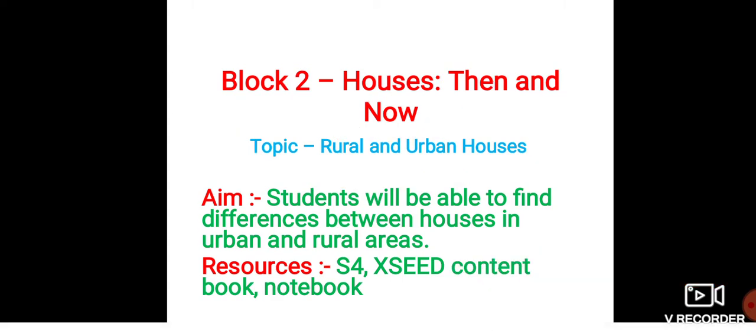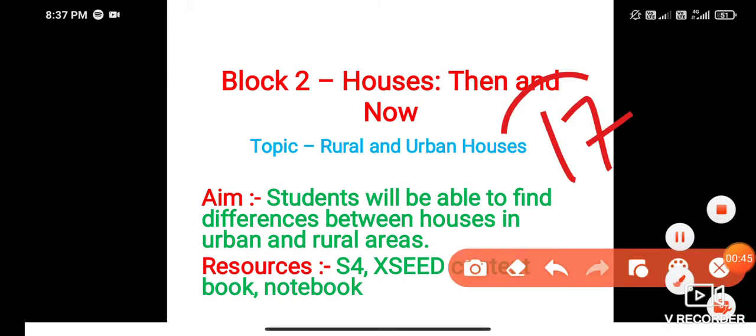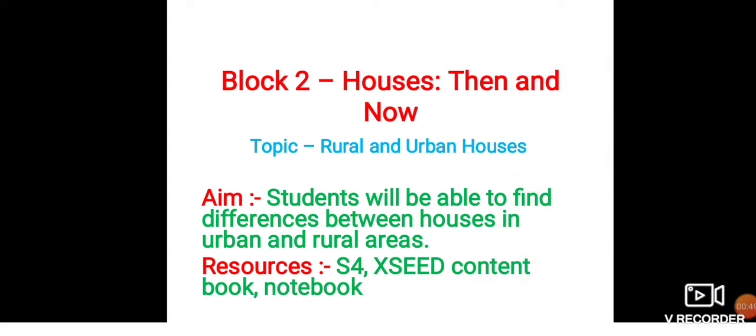Our aim for today is that students will be able to find differences between houses in urban and rural areas. The resources required for our class are your worksheet, which you will find on page number 17, okay? And your content book as well as your notebook. So you have to get ready with the given resources before we start our class.